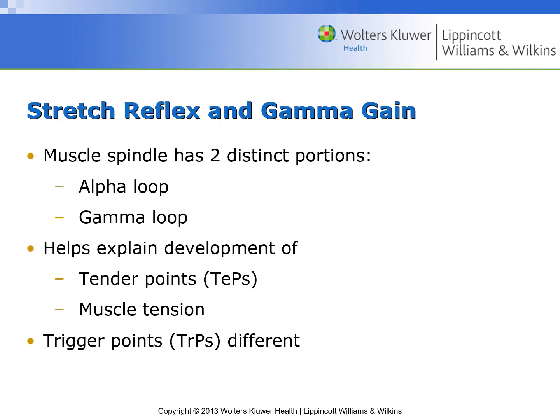Let's now consider the stretch reflex and gamma gain. The muscle spindle has two distinct portions, the alpha loop and the gamma loop. It helps explain the development of tender points, which is TeP, and muscle tension, as well as trigger points, which is TrP, which is different.